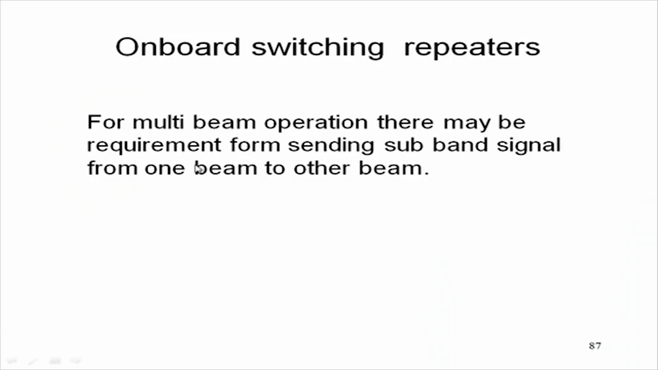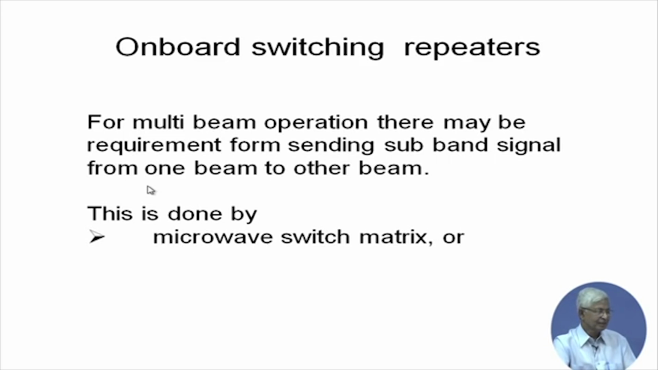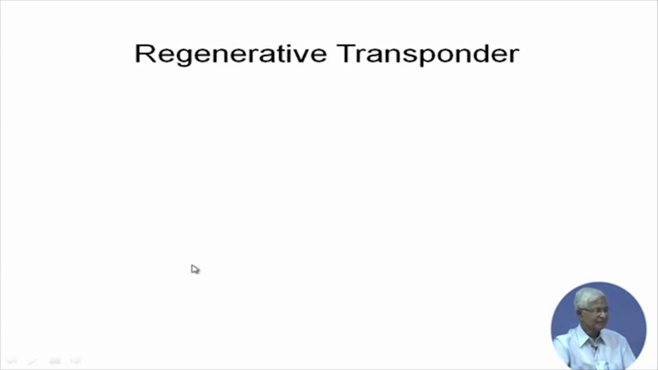But then there are certain requirements for which people use much more complex transponders, which are called onboard repeaters or onboard switching repeaters. Onboard switching repeaters, let us say for multi-beam operation, where different spot beams are used. We will discuss that later. There may be a requirement for sending the subband signal from one beam to another beam. This is done by the microwave switching matrix on board, or an IF switching matrix, converting to intermediate frequency and then the matrix.